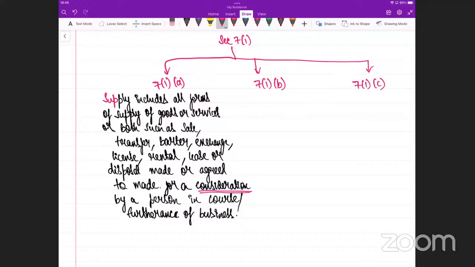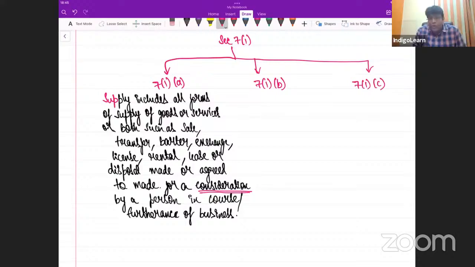No, sir. 100% it is not a supply, my dear friends. The logic of that point is very, very clear. It is an exchange, it is for a consideration, but it is not in the course or furtherance of business. When I say course of business, you are doing that in the course of business. Furtherance is something like expansion of business. So since it is not in the course of business, we don't call it a supply.